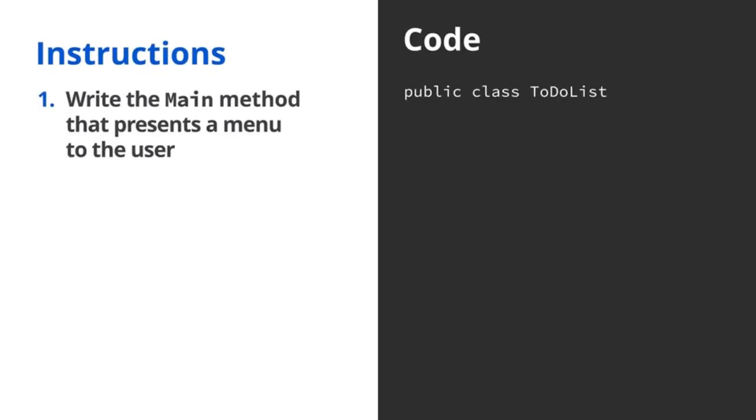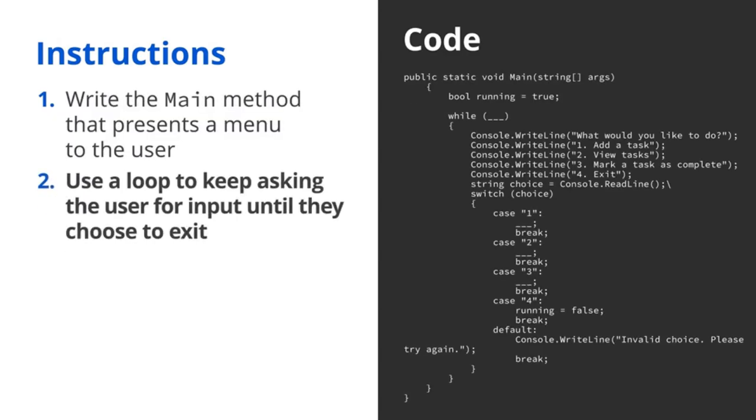Finally, we will write the main method that brings everything together. This method will let the user decide whether to add a task, view tasks, or mark a task as completed. We'll use a while loop to keep the program running until the user decides to quit. Inside the loop, the program will show a menu of options. The user can select an option to add a task, view tasks, or mark a task as complete. We'll use a switch statement to handle the user's input, calling the right method based on their choice. The loop will continue until the user selects the option to exit the program.